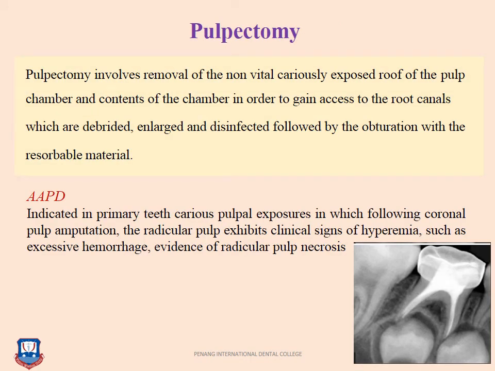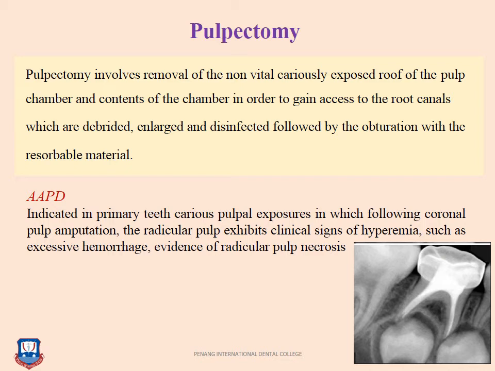So now we move on to pulpectomy. Pulpectomy involves the complete removal of the pulp. So in pulpotomy we were only partially removing, that is only the coronal pulp was being removed, while in pulpectomy you have to remove the coronal and radicular pulp tissue and then fill it with an obturating material which has a resorption rate similar to that of the tooth.